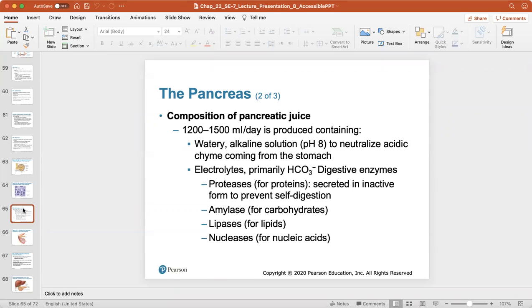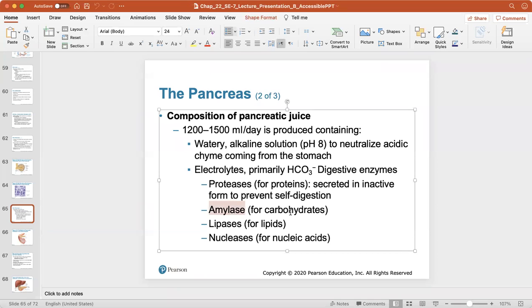So the important function of the pancreas is to produce pancreatic juice. This pancreatic juice is alkaline, with a pH of 8, a basic pH, and this helps to neutralize the acidic chyme coming into the small intestine from the stomach. It also includes electrolytes and digestive enzymes: proteases, which break down proteins, amylase, which breaks down carbohydrates, lipases, breaking down lipids, and nucleases, which break down nucleic acids.